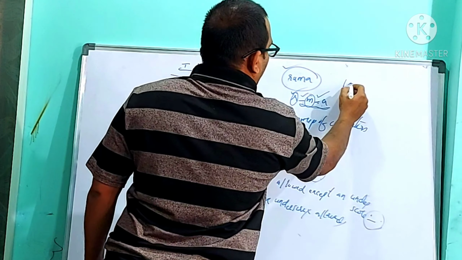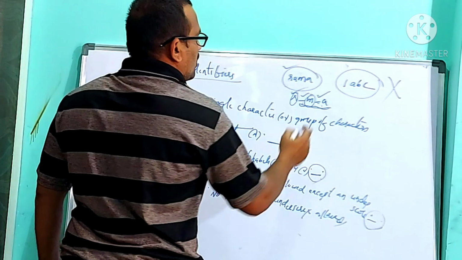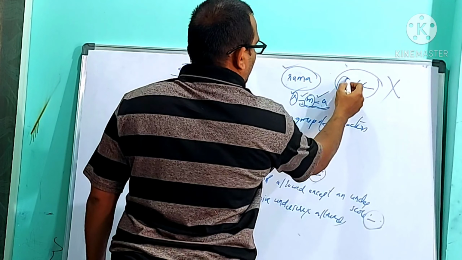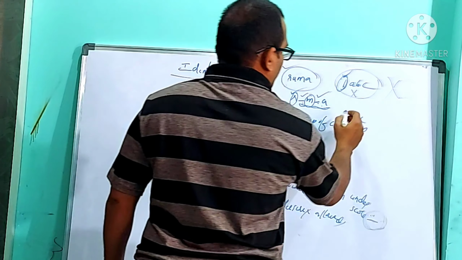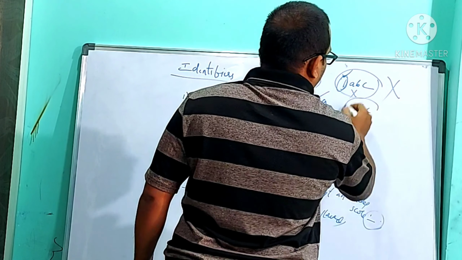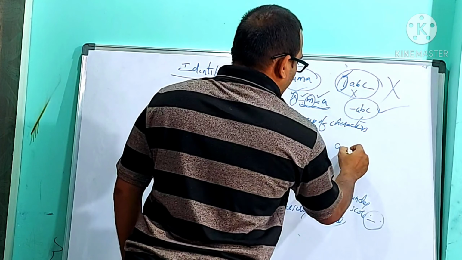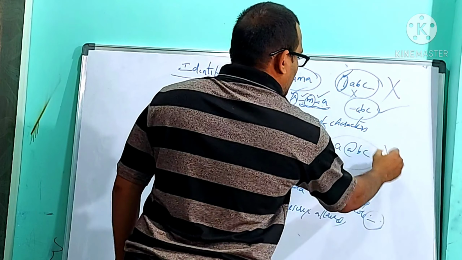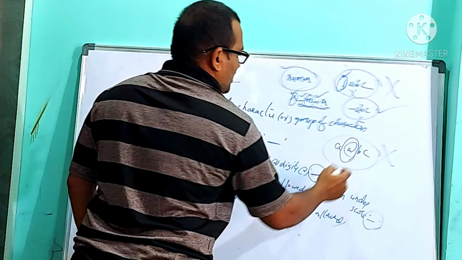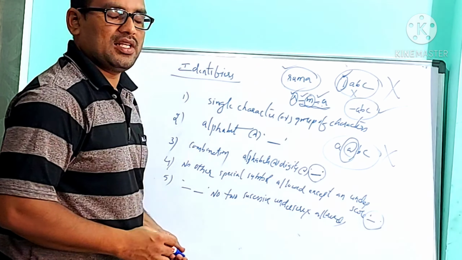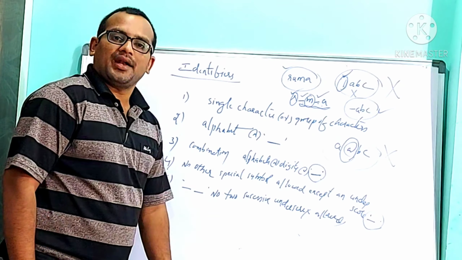Suppose 1ABC is not a valid identifier because the first character must be an alphabet or an underscore, and here the first character is a digit. Underscore ABC, yes, it is a valid identifier. A at the rate BC is not a valid identifier because here I used the special symbol at the rate. I told you no other special symbol is allowed except an underscore. So these are the naming conditions of an identifier.